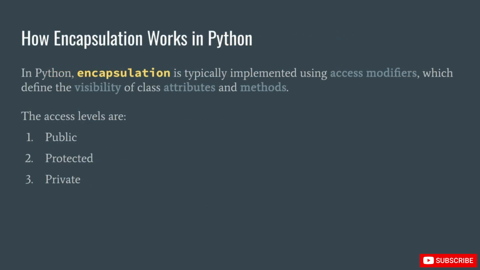Encapsulation in Python is primarily achieved through access modifiers, which control the visibility of class attributes and methods. These modifiers determine how accessible certain parts of a class are from outside the class itself. Python provides 3 levels of access: public, protected, and private. Each level serves a specific purpose in managing access to the class's internal components, helping us maintain control over how data is used and modified.